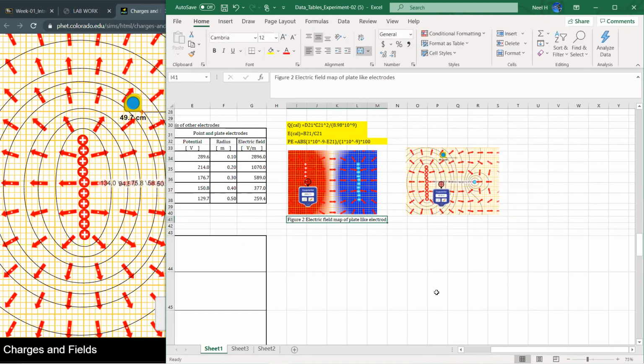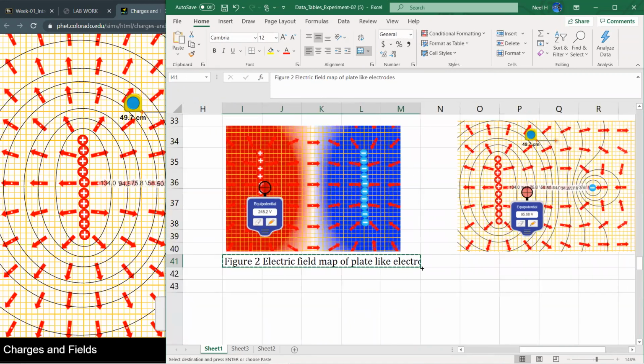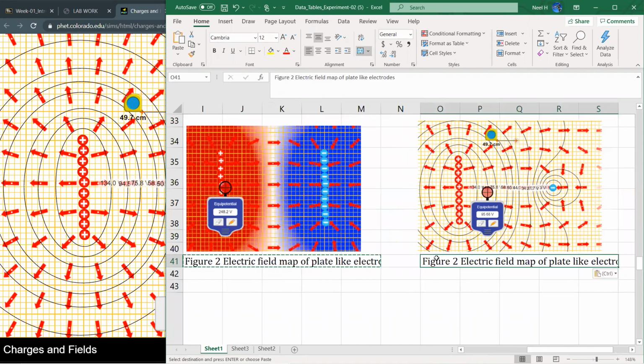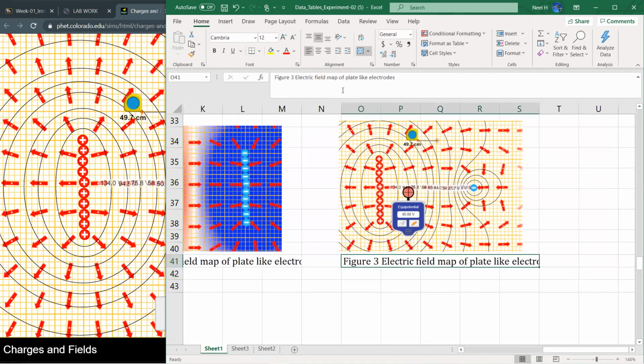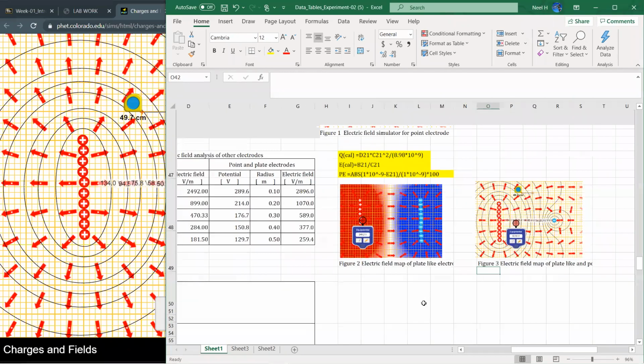So that's it. Then we'll rename this one also, this picture. Maybe it's a different type of electrode on one side, right? This should be then figure 3. This should be electric field map for the plate-like and point-like electrodes. Okay. So I think then we're done with all the calculation and everything.